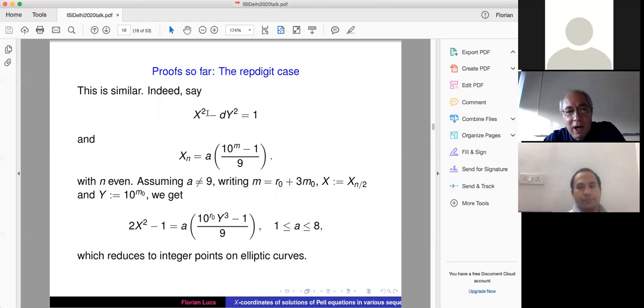Let's do the same program. X squared minus dy squared equal to 1. Xn equal a times 10 to the m minus 1. Let's do the rep digit now, and let's try to mimic the previous argument. Suppose that n is even. Then I know that the left-hand side is 2x squared minus 1, like in the Fibonacci case.